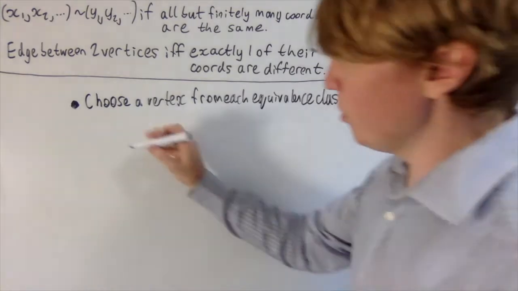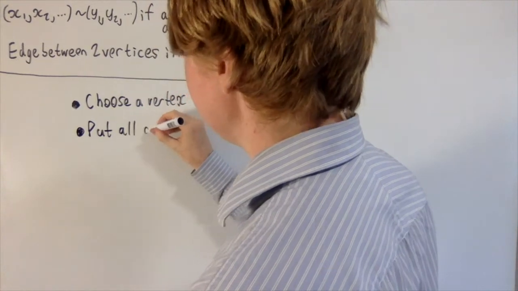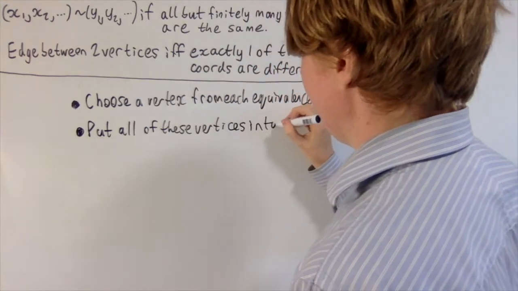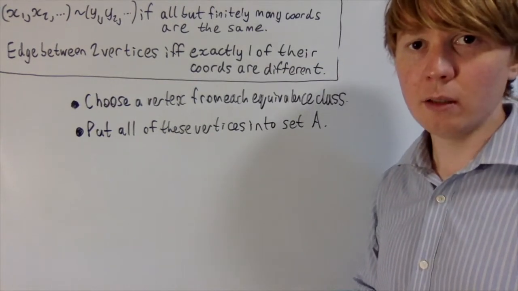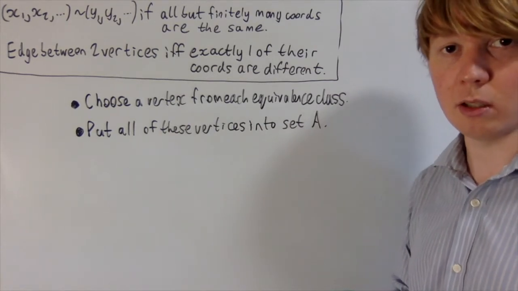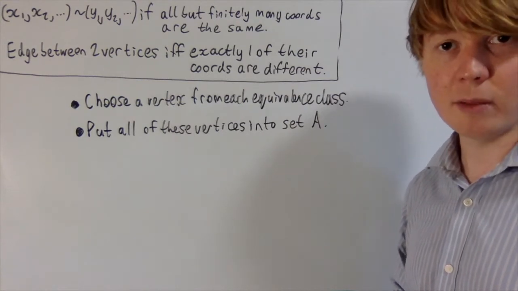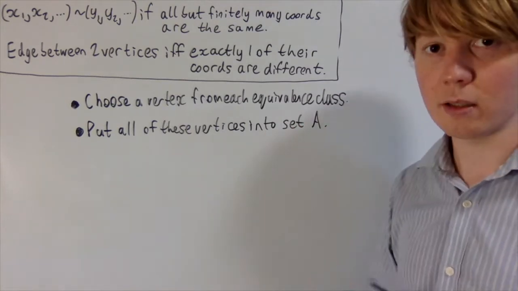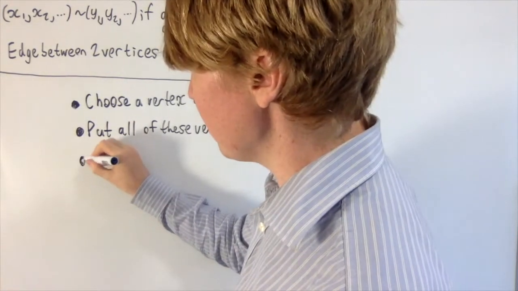And then what we're going to do is put all of these vertices into a set A. So we're going to partition into a set A and a set B. So just at this point, we've got a set A which is full of vertices. None of them are in the same equivalence class. To go from one vertex to another, you would need to travel along infinitely many edges. There are infinitely many coordinates different. So there's certainly no edge connecting any two vertices in A so far. So we're on the right track to get a nice partition to show that this is bipartite.